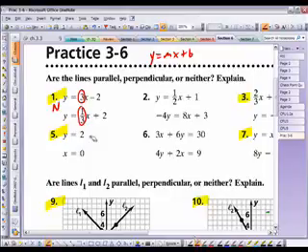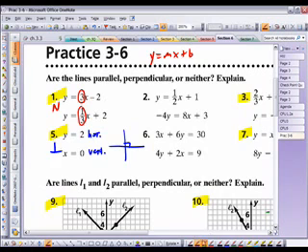For this one, different case now, y equals 2 is a horizontal line. x equals 0 is a vertical line. And horizontal lines and vertical lines are perpendicular, so the answer would be perpendicular.